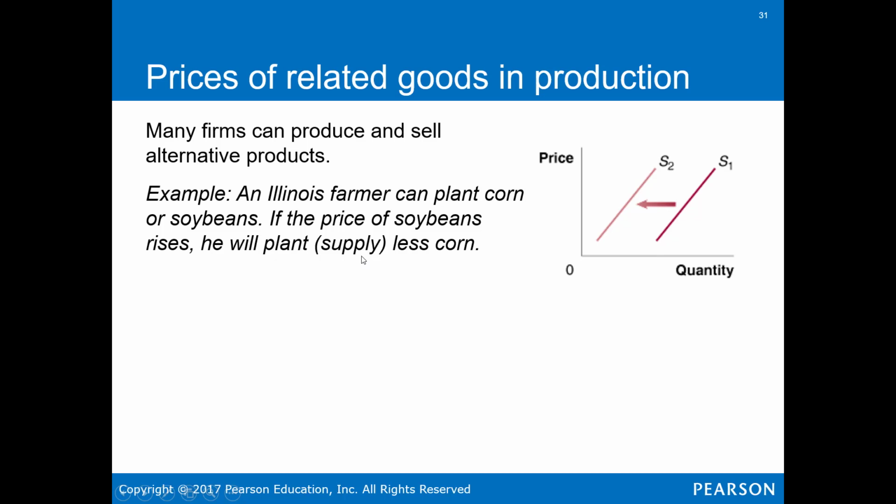Many firms can produce and sell alternative products. An Illinois farmer can plant corn or soybeans. If the price of soybeans rises, he will plant less corn. So if the price of soybeans rises, that means I can sell it for more. Therefore, I'm going to plant less corn, a decrease in supply of corn, and an increased supply of soybeans.